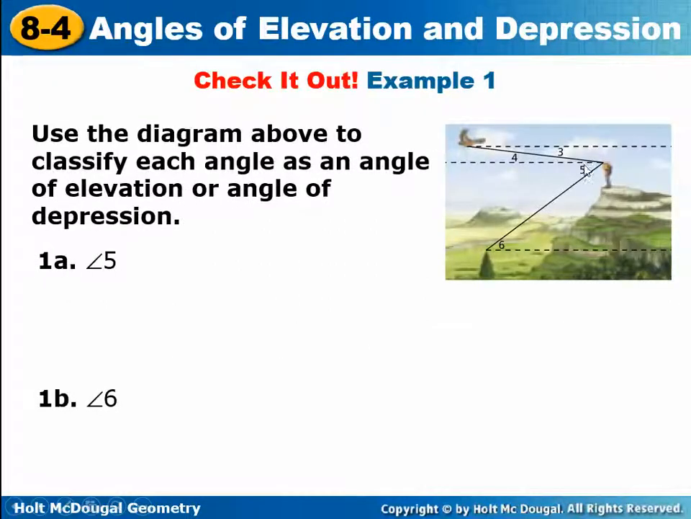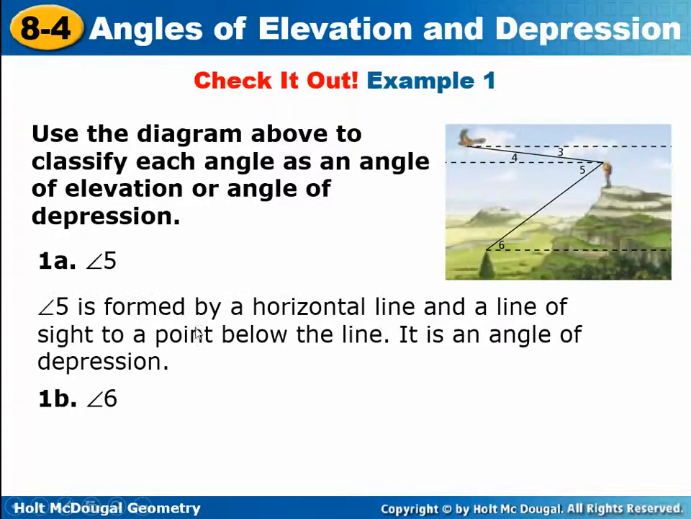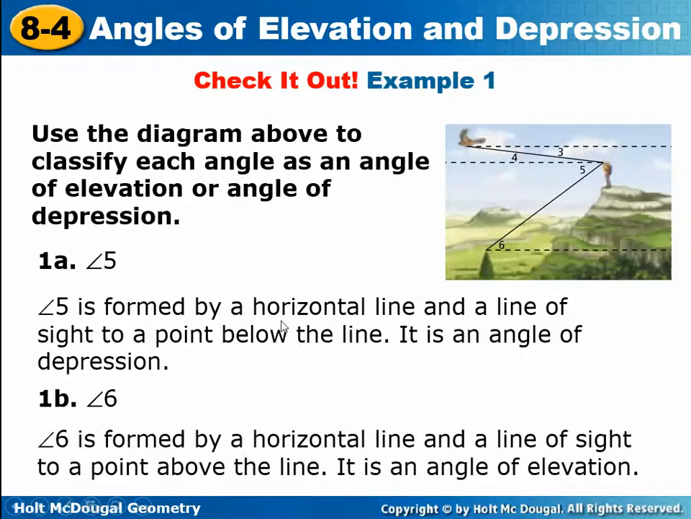All right, let's look at angle 5 up here. Here's angle 5. It's formed by a horizontal line right here and a line of sight below that line. I guess that's the top of the tree there. That's an angle of depression. Angle 6, on the other hand, is going from this horizontal line here and then to a point above it. So that's an angle of elevation.